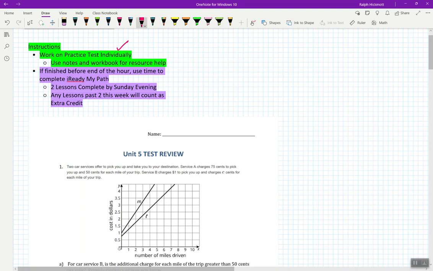The last little thing I'm going to roll out here is that any lessons past 2 that you complete on your MyPath, I will count as extra credit. So this is where you have an opportunity. If you have 4 in there, you get 2 extra credit, and so on for 3, 4, 5. The points will be determined based on the weighting. Each lesson is standard 4 points, but afterwards, depending on how many you do, it will definitely be a benefit for you.